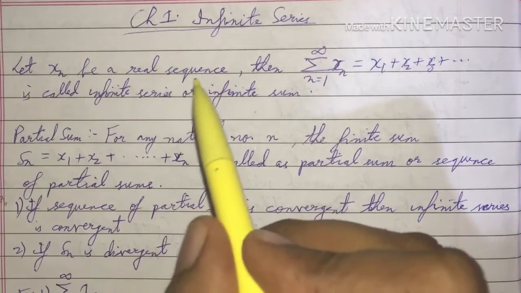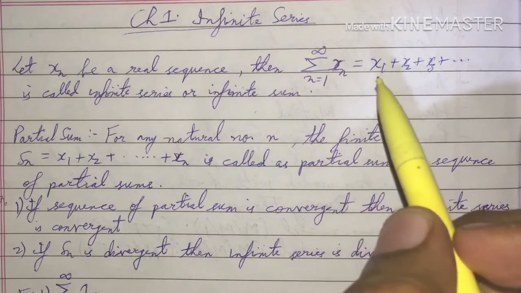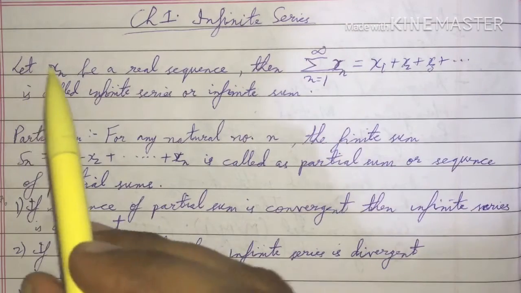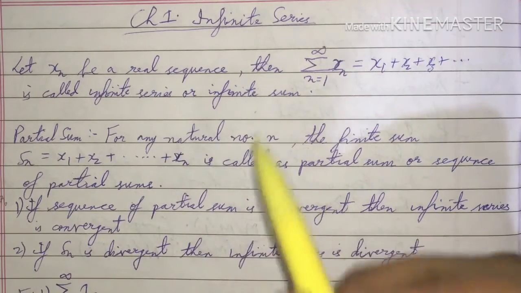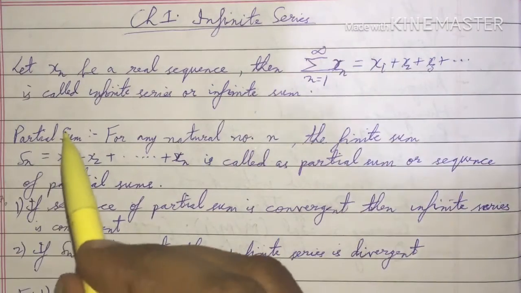Today I'll be doing the course of analysis, under which I'll be doing the chapter infinite series. Let xn be a real sequence. The summation n ranging from 1 to infinity of xn, which is equal to x1 plus x2 plus x3 plus dot dot dot, is called an infinite series or infinite sum. Basically, the sum of xn which continues up till infinity.